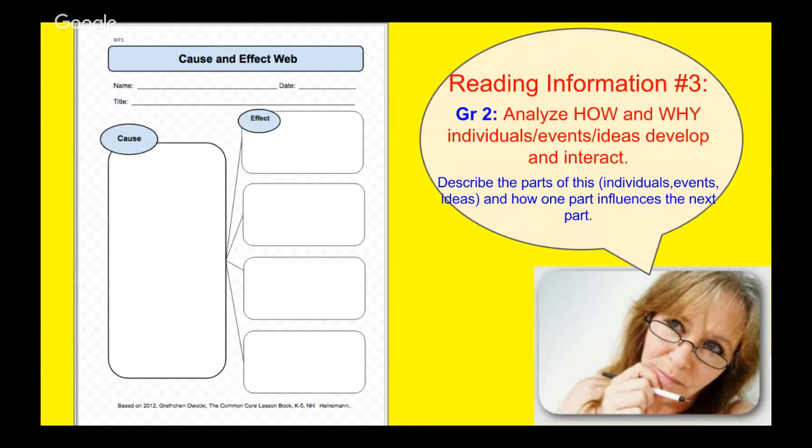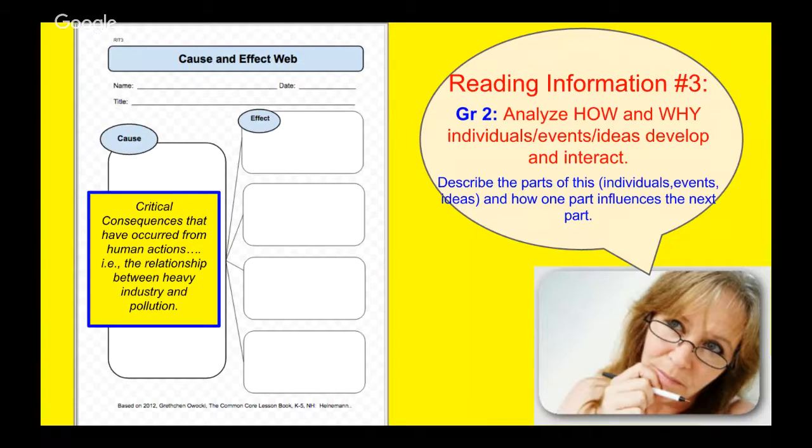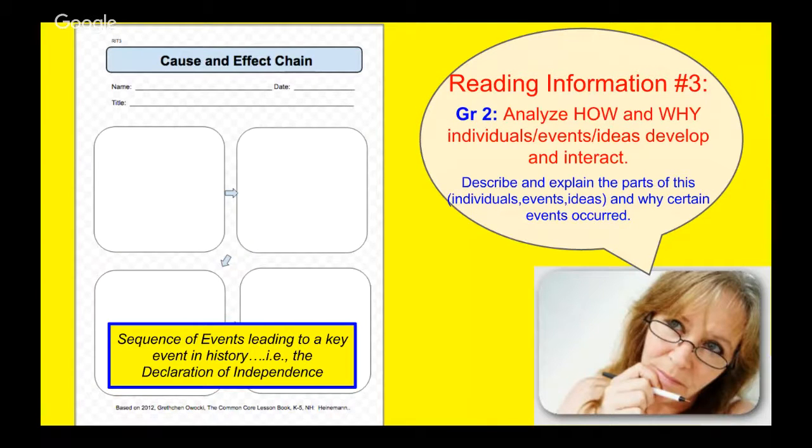In grade 2, now you're looking at a cause and how that part influences other parts. So let's say, for example, you're looking at the consequences of human actions. And it's in relationship to industry. So the effects might be about air pollution, might be about water pollution, and it continues to go on. So the organization of the thinking for informational text gets more involved.